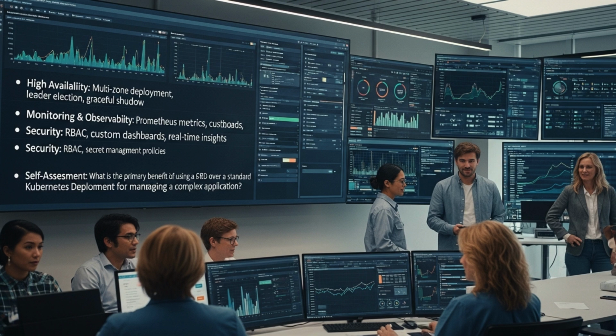Now, to check your understanding, what is the primary benefit of using a custom resource definition, or CRD, over a standard Kubernetes deployment for managing a complex application?